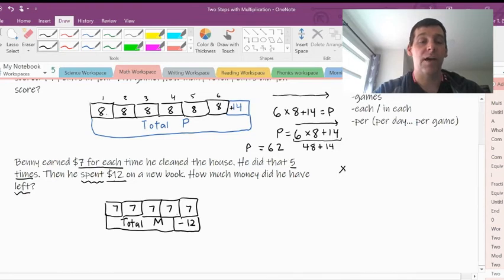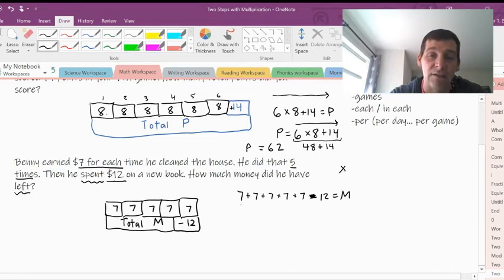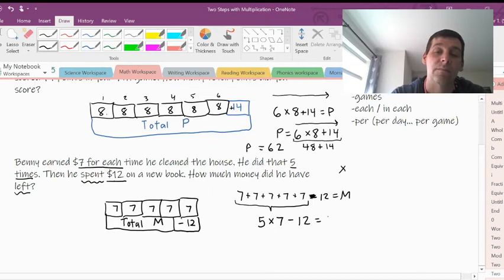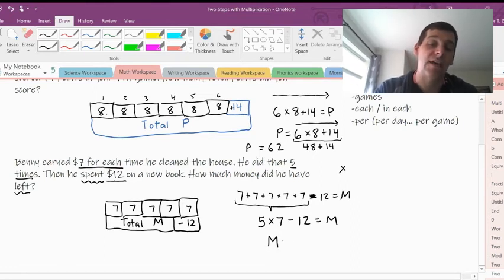You're probably looking at it and going, well, I could add the 7 each time. So some of you might be thinking to yourself, 7 plus 7 plus 7 plus 7 plus 7 minus 12 equals M. And you'd be right, but there's a more efficient way to do that. Here, what I would find is that this is really 5 times 7, 5 groups of 7, minus 12 equals M. Now that we have our equation, what does that equal? What is M going to equal?